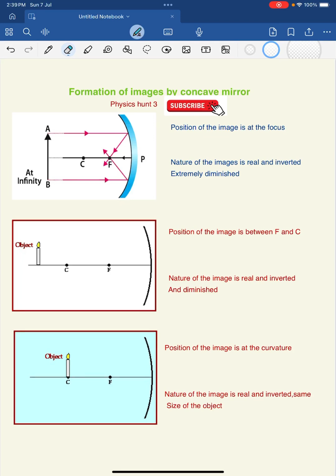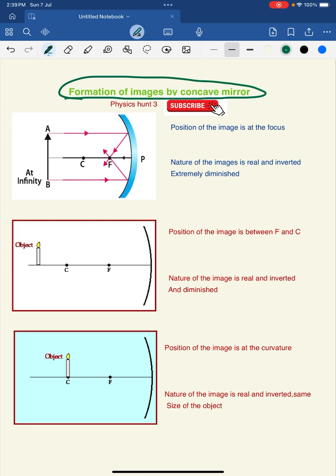In this video, I'm going to discuss the formation of images by a concave mirror. Okay, so look at the first diagram here. This is the concave mirror, and here the object is placed exactly at infinity distance. The position of the object is at infinity.